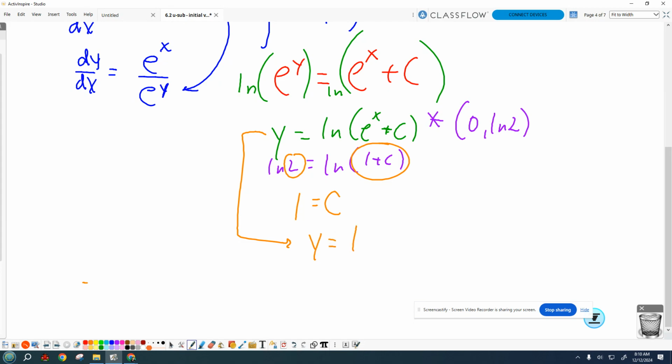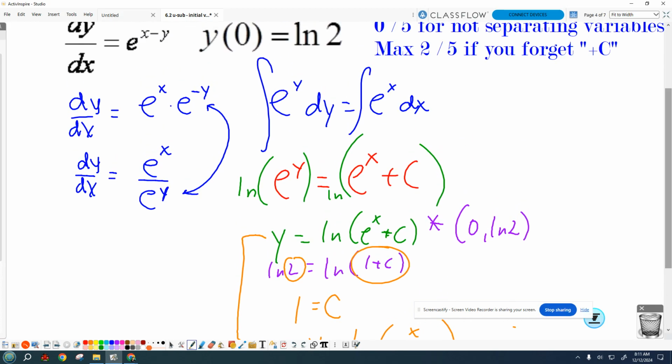But my answer is y equals natural log of e to the x plus 1. That is my initial value problem. And in the grading rubric of these things, if you do not separate the variables, 0 out of 5, which is huge. If you forget plus c, the maximum you can get is 2 points. And those 2 points would be to separate the variables, and if you did the integration correctly, that might give you 2 points.